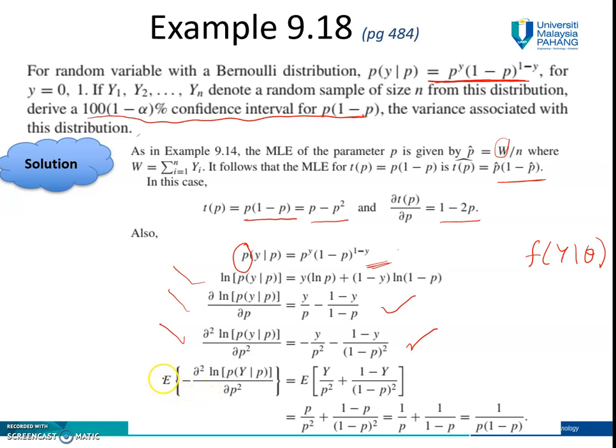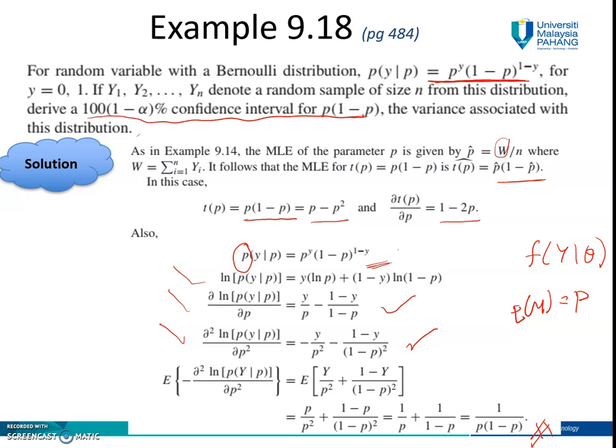When you take the expected value of this, which is the second order differentiation, you put it here and find the expected value. You can see that the expected Y will give you p, because it is a mean. Y is p, so you just substitute, and here is 1 minus p, then you multiply and simplify, and you get this estimator.